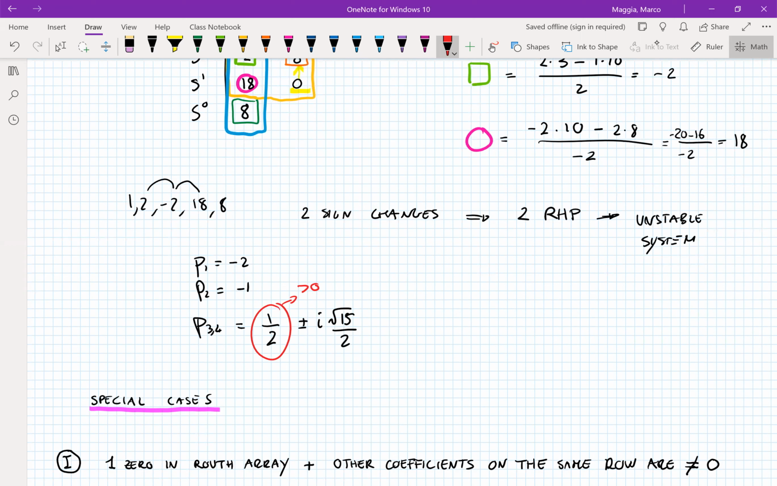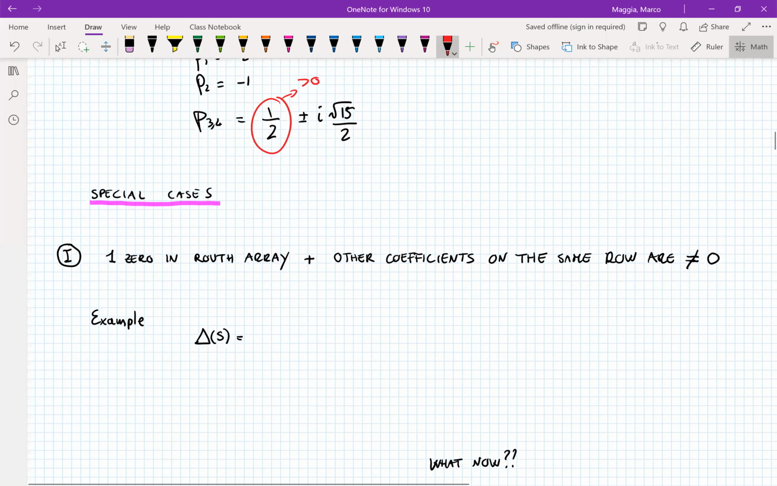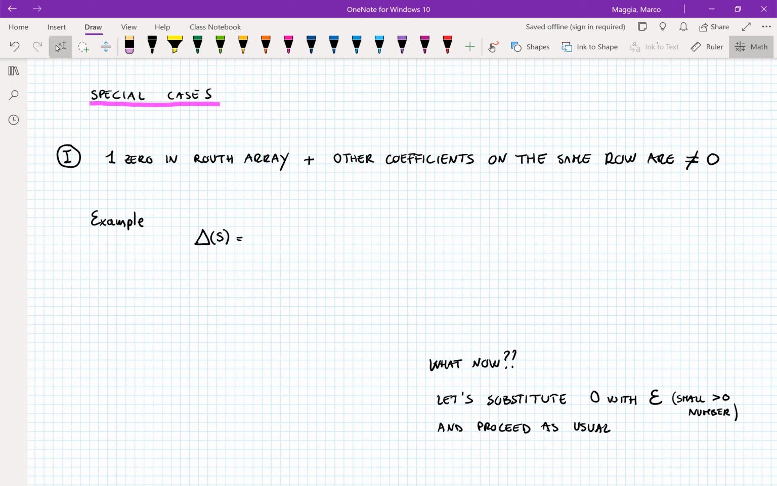Okay, so everything good, right? Yes, but there are a couple of special cases. So what happens if we have a 0 as an element of the Routh array? Because the criterion says that we want the coefficients of the Routh array to have all the same sign, but 0 doesn't really have a sign. So if we happen to have a 0, then we need to take some measures to deal with it.